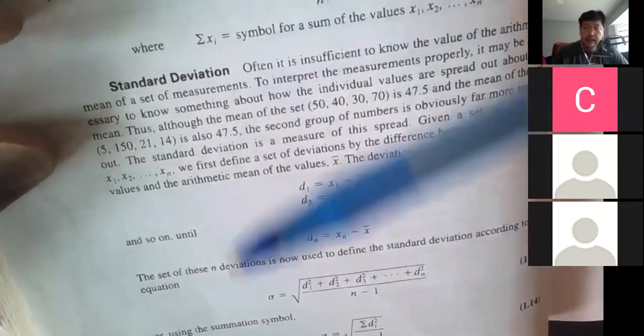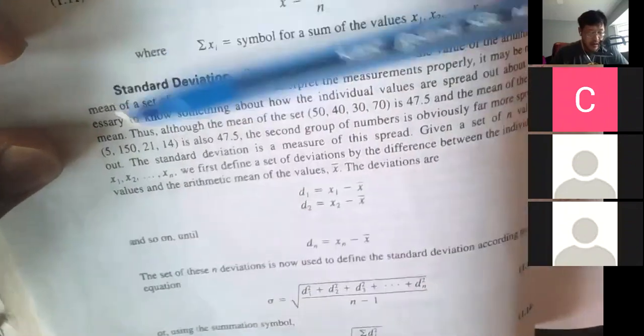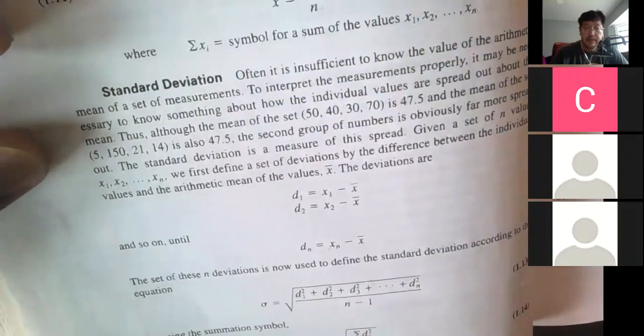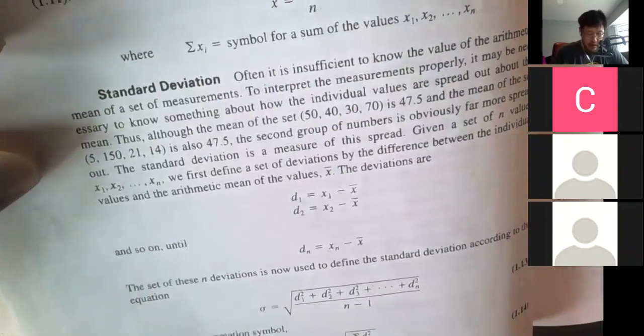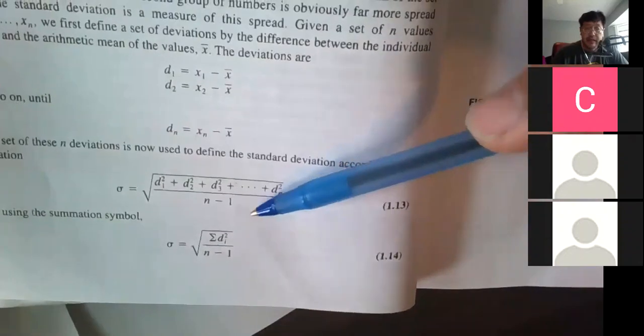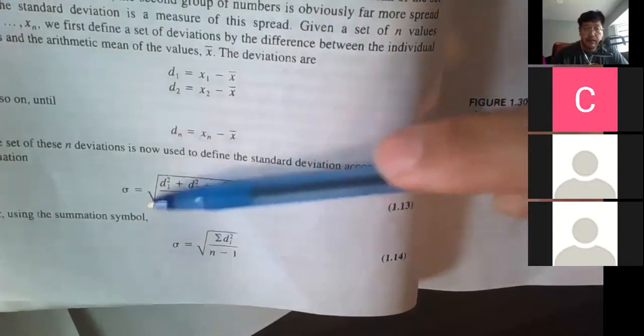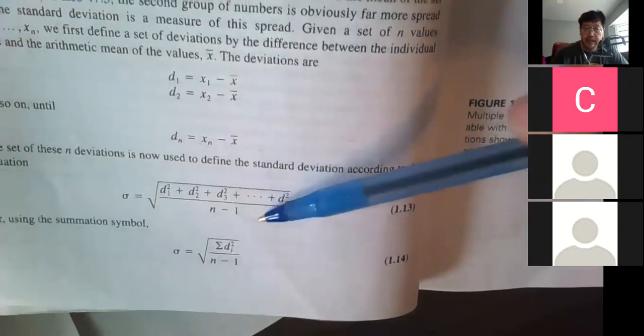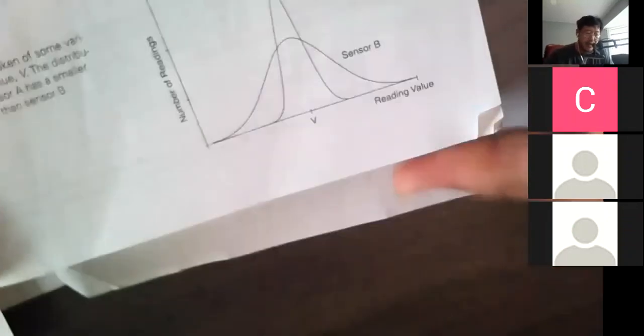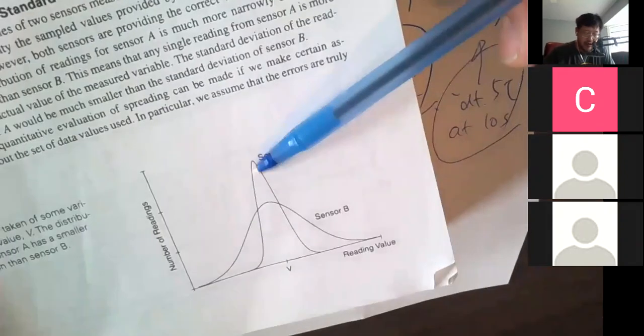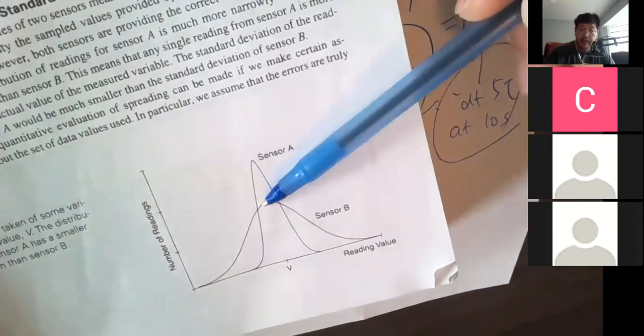The second concept related to statistics is called standard deviation. This is the mathematical equation to find the standard deviation. And what exactly does it mean? So standard deviation means how those numbers are distributed.